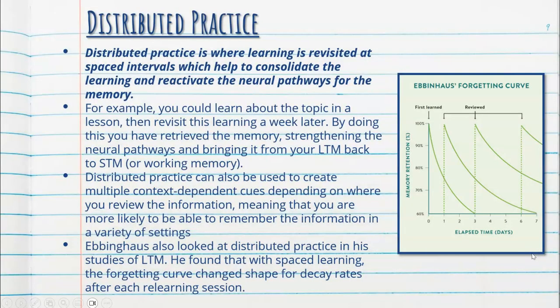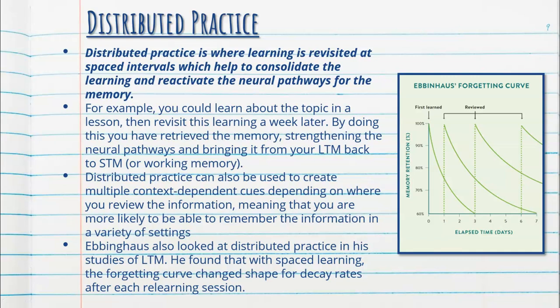Whereas distributed practice is a little bit different. So distributed practice is where learning is revisited at spaced intervals, which help to consolidate the learning and reactivate the neural pathways. So for example, you could learn about a topic in a lesson, then revisit this learning a week later, or a couple of lessons later. By doing this, you've retrieved the memory, you've strengthened the neural pathways, and brought it from your long-term memory back to your short-term memory or your working memory, depending on the information.